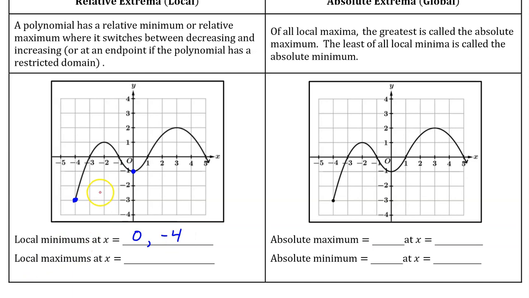For local maxima, look for the top of hills or peaks. So we see that we have a local maximum here at x equals -2, and we have another one here at x equals 3.